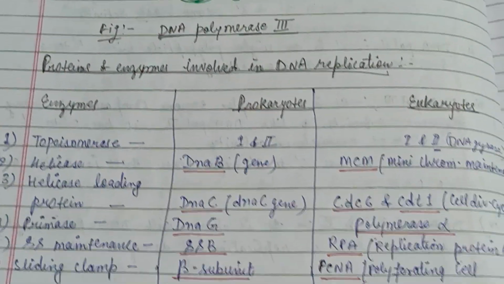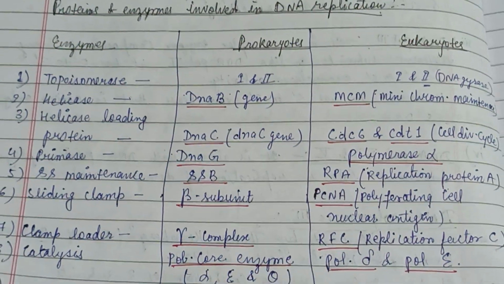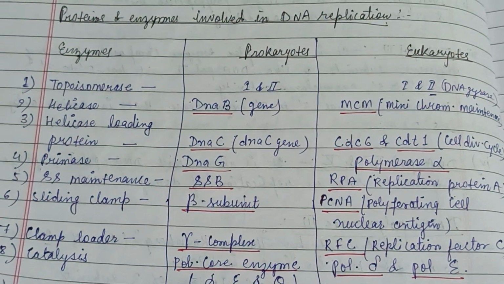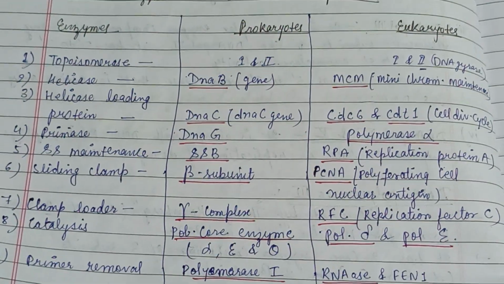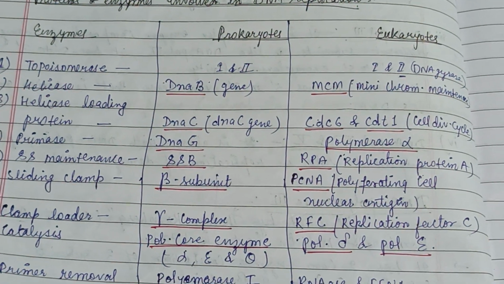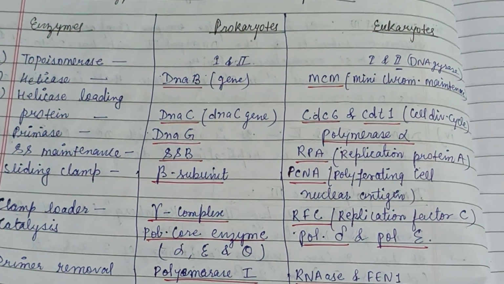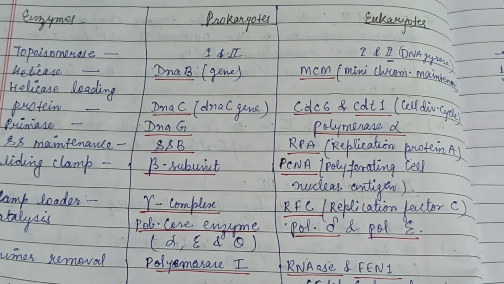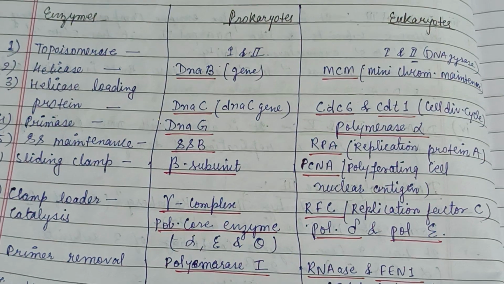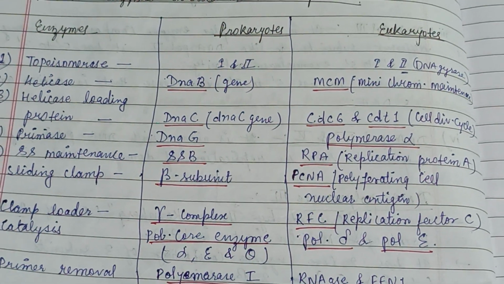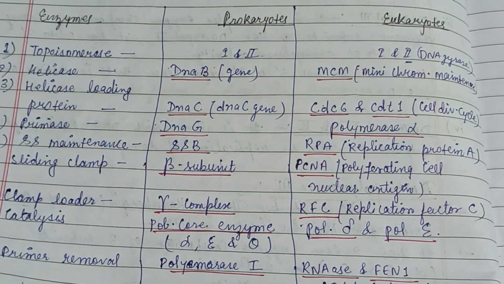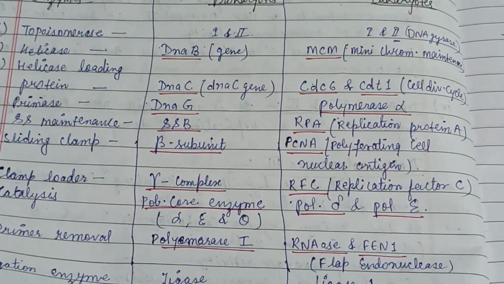These are the proteins and enzymes involved in DNA replication. This chart is very important for DNA replication, so we have to memorize it. Topoisomerase in prokaryotes is topoisomerase 1 and 2, which are responsible for the winding and unwinding process, and in eukaryotes it is called DNA gyrase. Helicase is DnaB, and in eukaryotes it is MCM, that is, mini chromosomal maintenance, along with CDC6 and CDC21, cell division cycle proteins, and polymerase alpha is the primase enzyme.